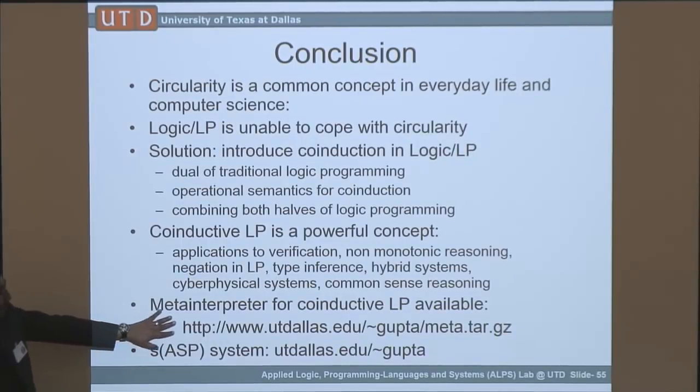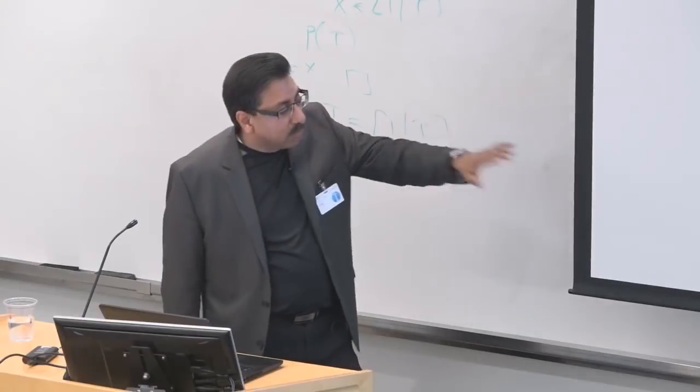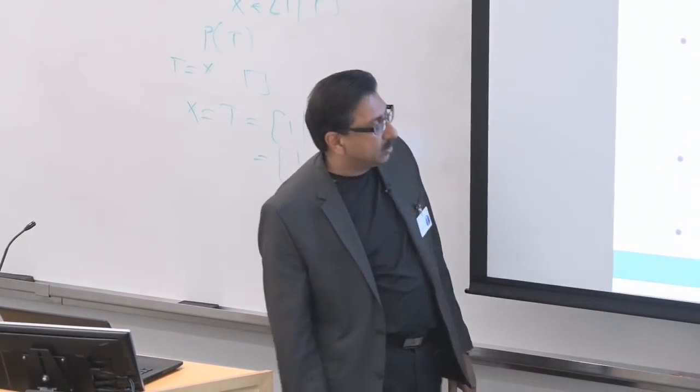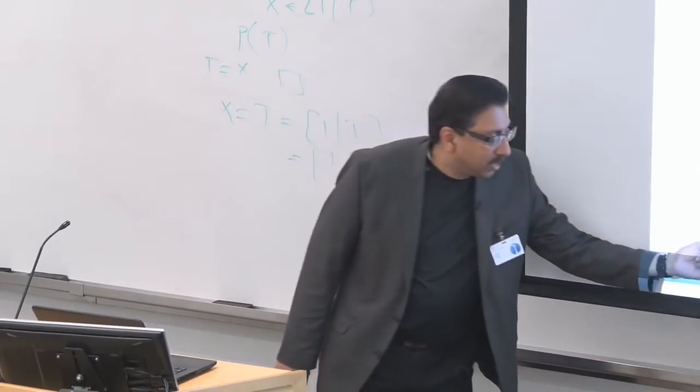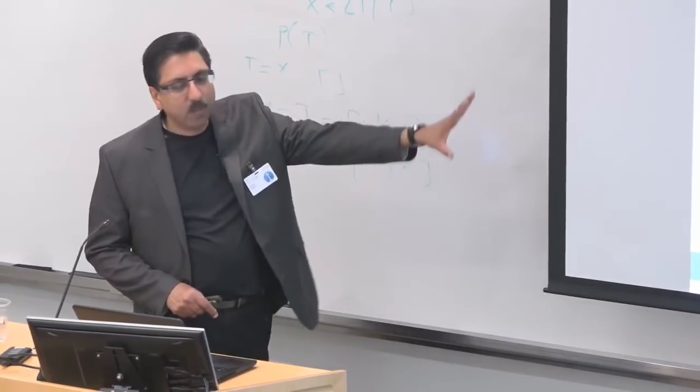You can actually obtain the very sophisticated meta-interpreter for co-inductive logic programming from my homepage, as well as the distribution of the SASP system. There's actually another extension of SASP with constraints called S(CASP). So the S is tongue-in-cheek, successor of ASP. So, successor of CASP. A lot of information on my homepage.